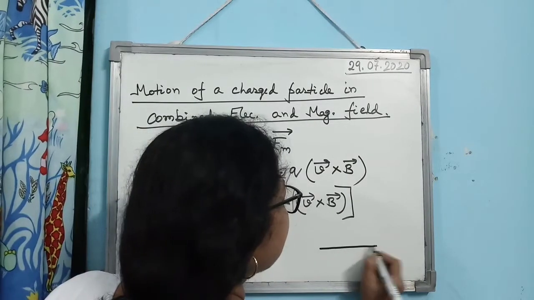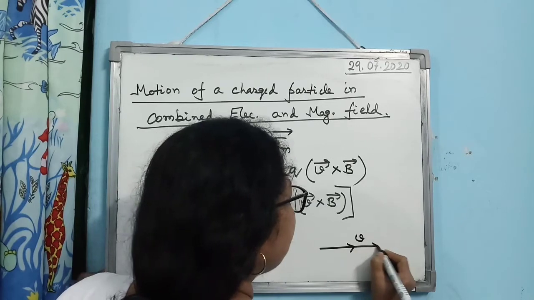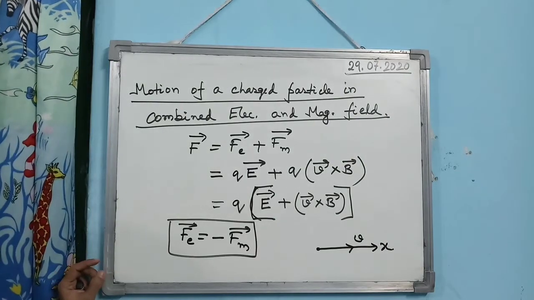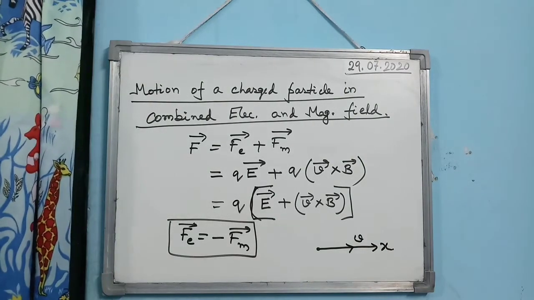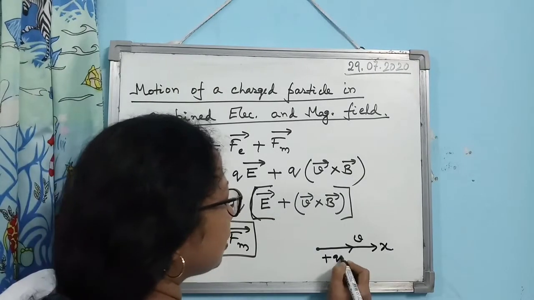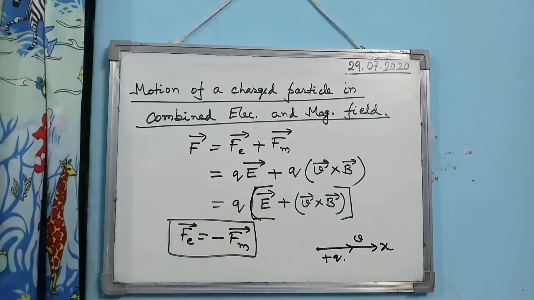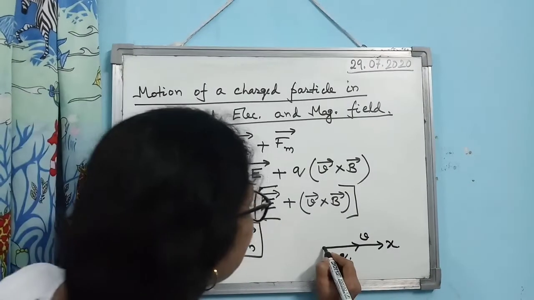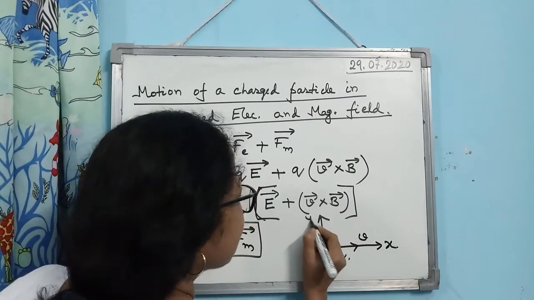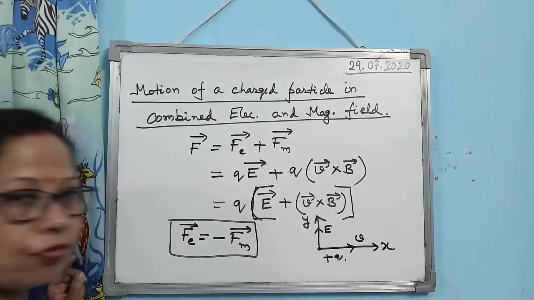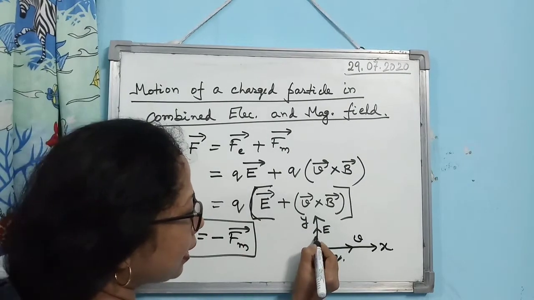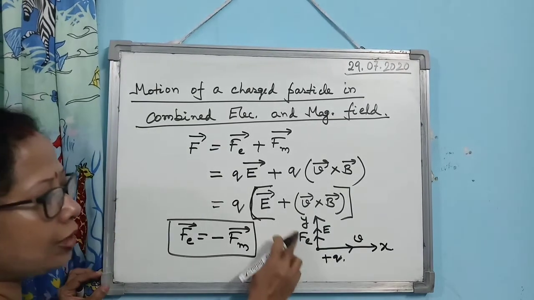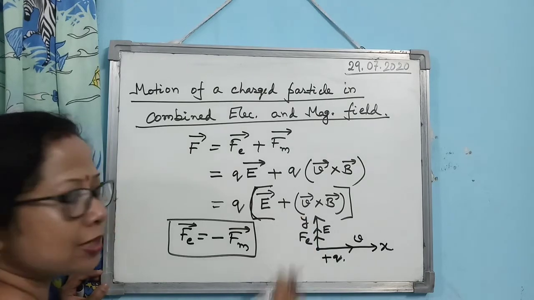Suppose a charged particle is moving with a velocity v along x-axis. Alright, what is the charge of the particle? Charge plus q. Clear? Now, suppose the electric field is acting along y-axis. This is the direction of the electric field. So you see, the charged particle will experience the force Fe in the direction of the electric field. So you see, Fe is acting along plus y-axis.